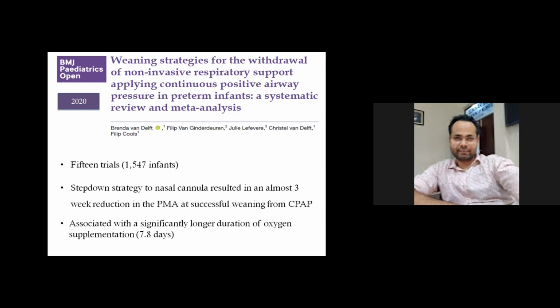What they found was that the step-down strategy to the nasal cannula resulted in a 3 week reduction in the postmenstrual age at successful weaning from CPAP. But it was associated with a significantly longer duration of oxygen therapy by almost 8 days. And they also found that with interval weaning, there was not much difference.